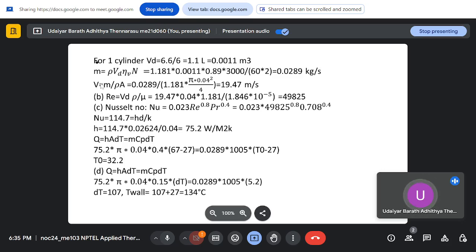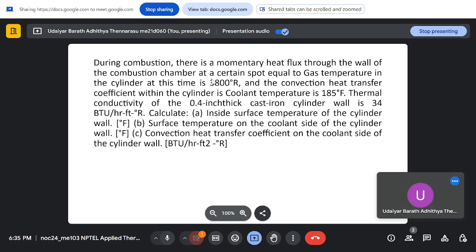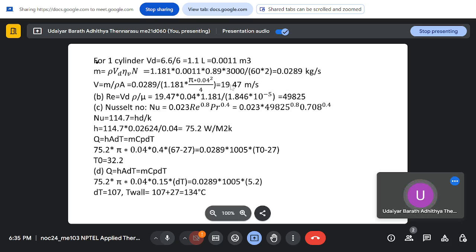So with that we can find out velocity, which is mass by rho into A. So mass is 0.0289 divided by 1.181 into pi into 0.04 square divided by 4. This is the area of the runner. So this comes out to be 19.47 meter per second.